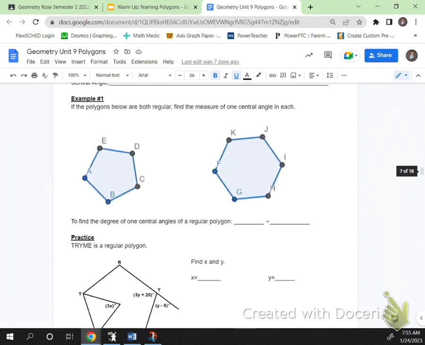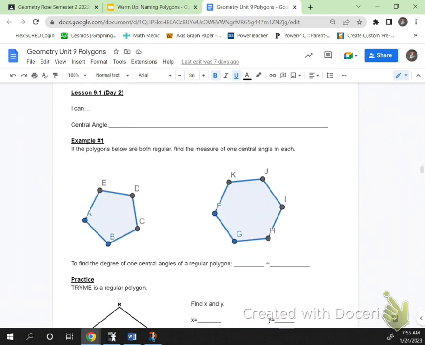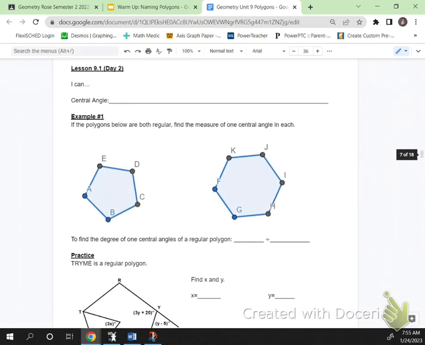Angles in polygons. If you were absent yesterday, or if you were busy taking your test yesterday, our lesson was short. It is recorded and posted on the YouTube link, which is on Google Classroom. Okay? Today we're going to talk about angles in a polygon. So today I can find angles in a polygon.